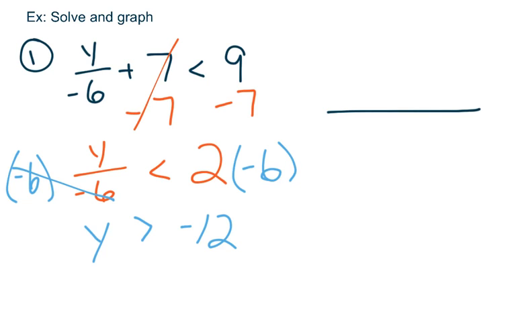If we want to graph, so we'll bring in a number line here. So we'll have negative 12 in the middle, negative 11 to the right, negative 13 to the left. We are going to have an open circle at negative 12, and it says y is greater than negative 12, so that greater than is always out to the right. So y is greater than negative 12. There's your answer for number 1.